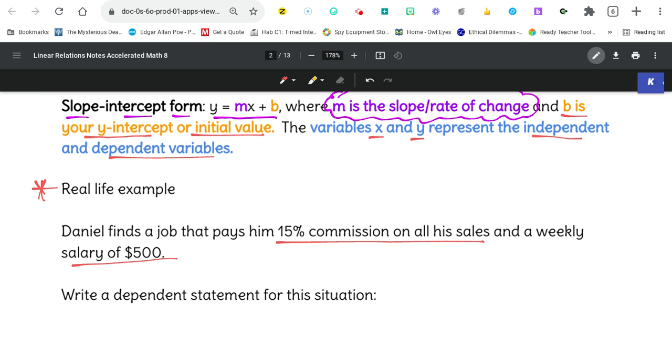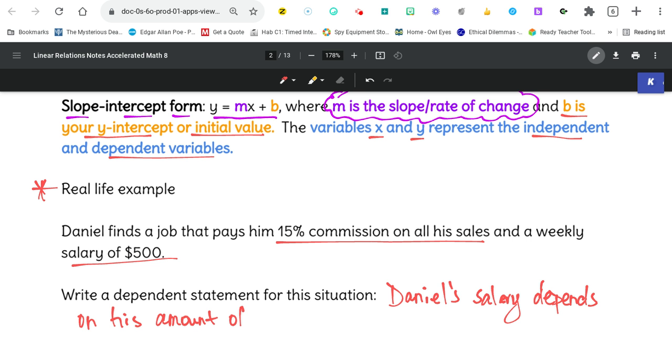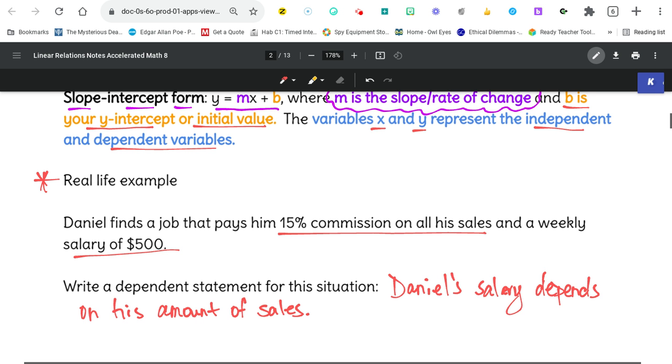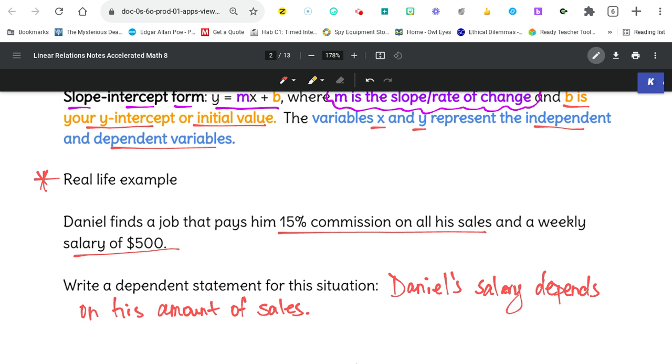But if I write a dependent statement, I'm going to put Daniel's salary depends on his amount of sales. So whatever amount he sells to get 15%, he gets 15% commission off of that.